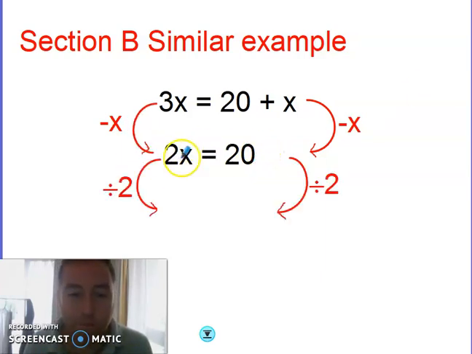My final step, as I said, divide by the number in front of x. 2 times something is 20. Well, 20 divided by 2 is 10. And there we go. Right, I would suggest you have a go at section A and section B now.